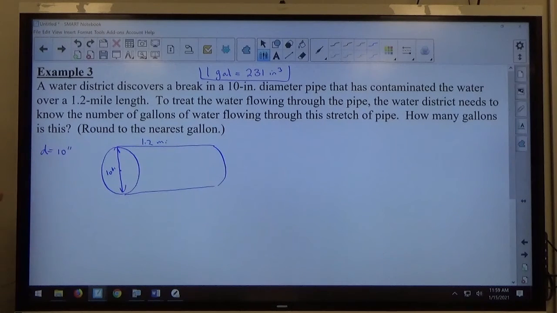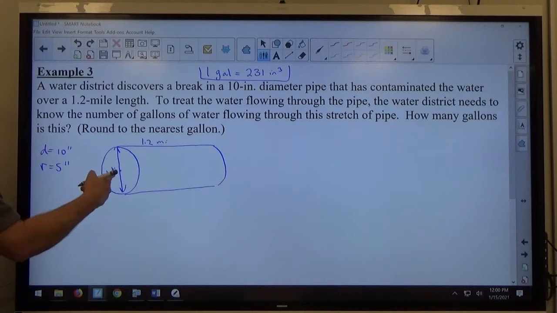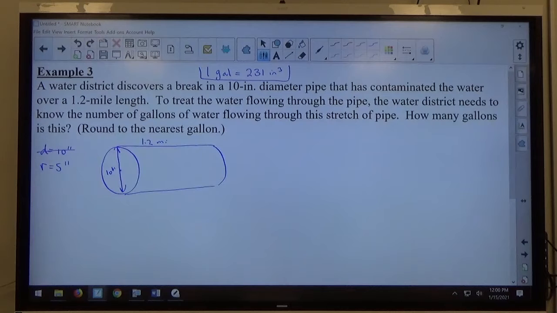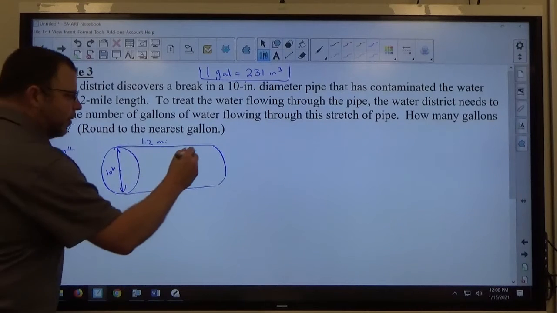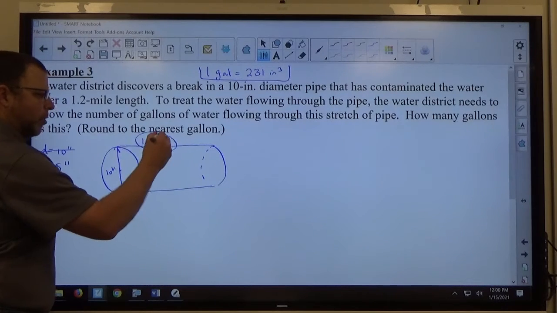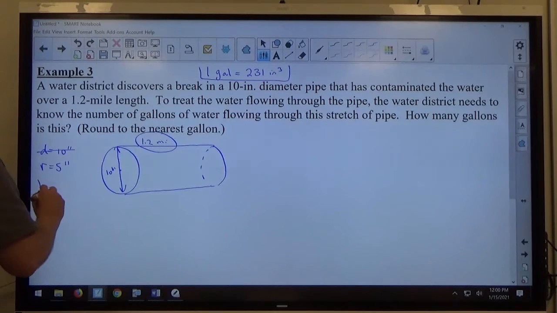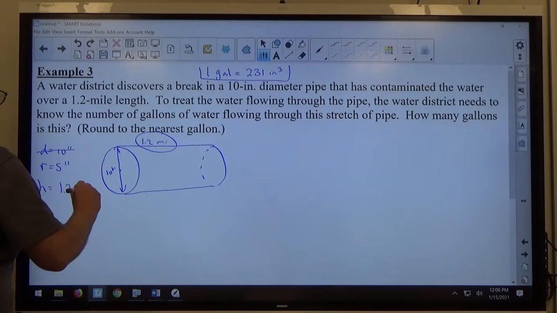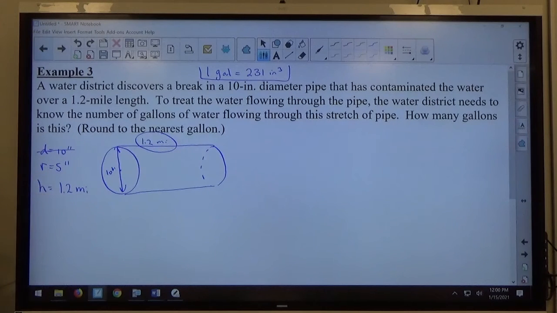If we're dealing with volume of a cylinder, we learned a day or two ago that the radius and the height are the two things necessary to know. So even though the diameter is 10 inches, the radius equals 5 inches is more useful to me. This is true, but it leads me to the radius being 5 because the radius is half the diameter. The height, if you imagine that this pipe is going like this, you have a circle, and a circle is separated by 1.2 miles. So the height of this pipe is 1.2 miles. But again, the units don't agree with each other.